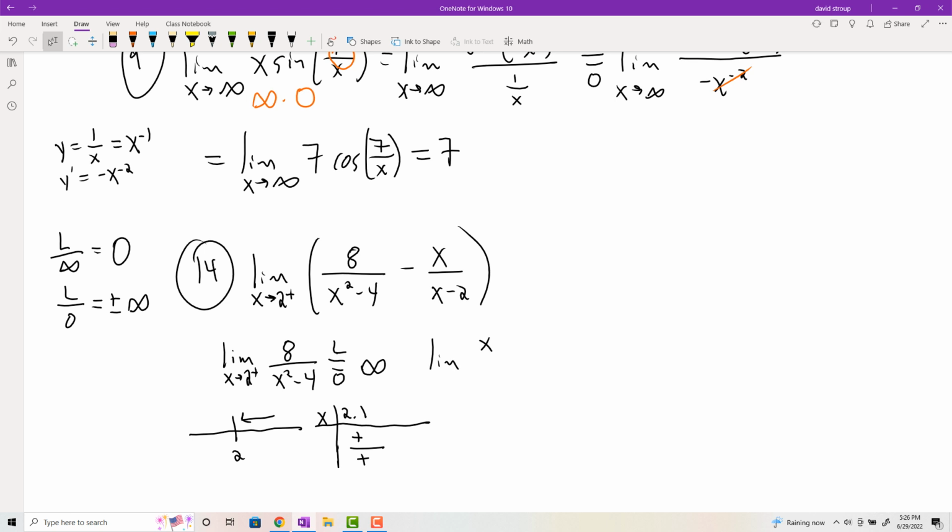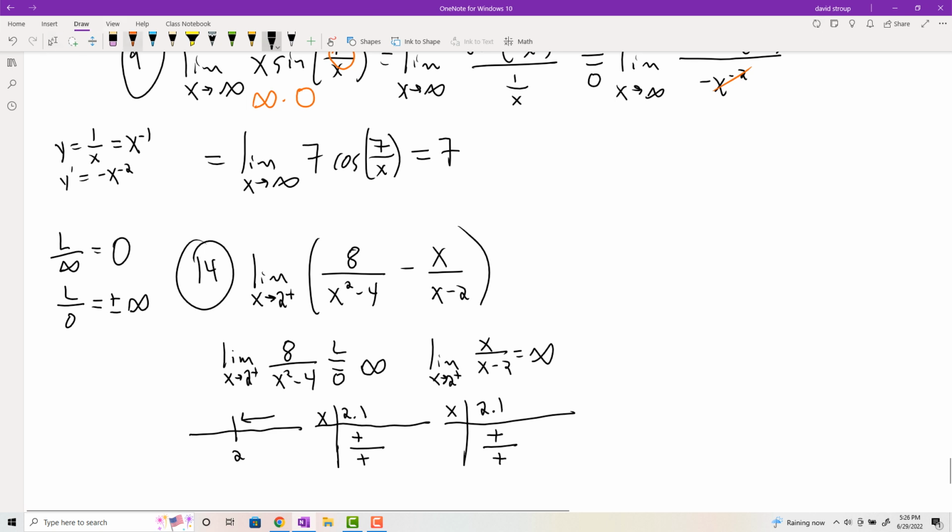The other term, the x over x minus 2, you can play the same game to figure out where it goes. Again, we're thinking values like 2.1, 2.01. So plugging 2.1 into x over x minus 2, I get a positive over 2.1 minus 2, which is a positive again. So this goes to infinity. So overall, the form is infinity minus infinity, which is indeterminate. So the transformation you want to do here is to take two terms and make them into one.